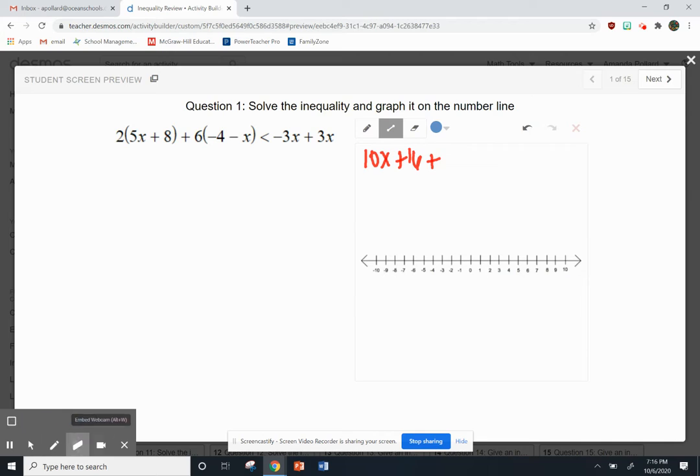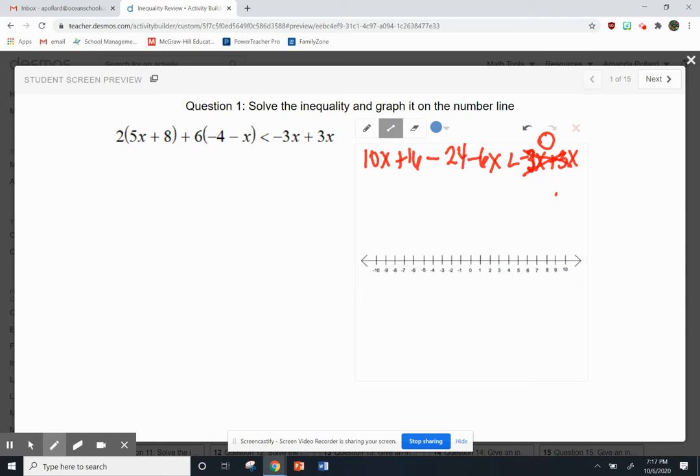minus 24 minus 6x is less than negative 3x plus 3. That's a negative 3. I know that these two equal 0, so I'm just going to cross it out and keep up here that this is a 0.